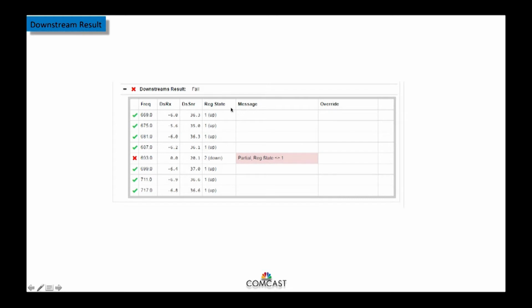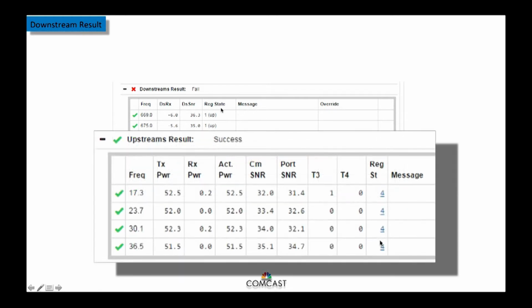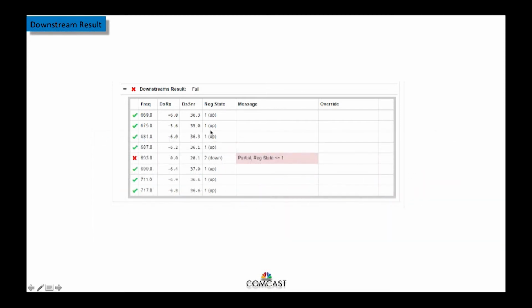The registration state, similar to the upstream registration state, should always be number 4. Looks like on the downstream, the registration should always be 1 up. 2 down is not good. Anything other than 1, you're not bonding. And we just looked at that. It's not bonding properly. So this one, like on that example, the escalator is not working right. Looks like we have a signal noise issue here going on.